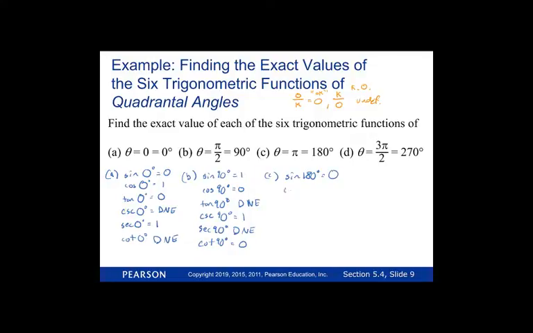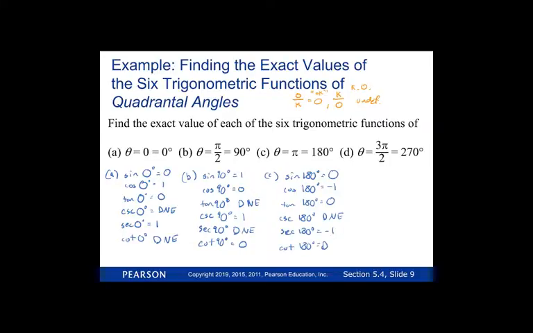Cosine of 180 is negative 1. Tan of 180. Sine over cosine, so that looks like 0. Cosecant of 180. Flip the 0, it's undefined. So we're going to say undefined or does not exist. It's the same kind of deal. Then we have secant of 180. Negative 1 sounds good. And then cotan of 180 does not exist.